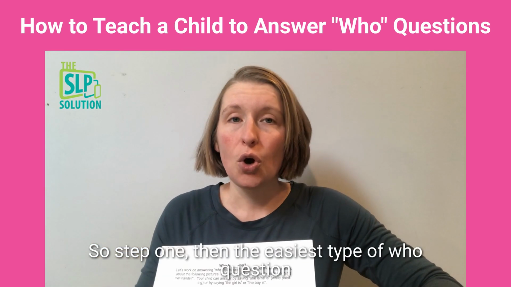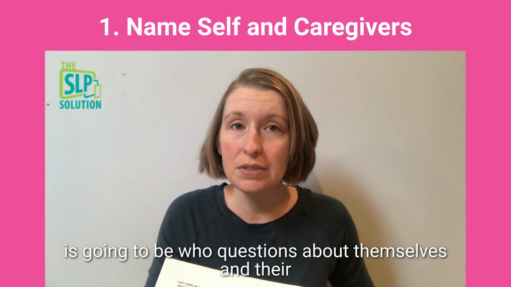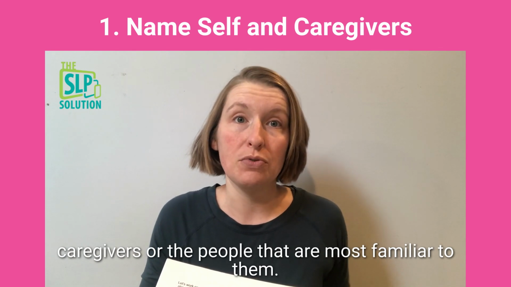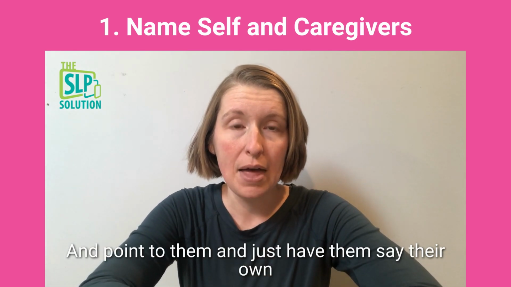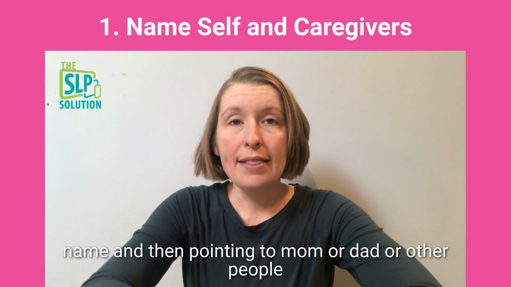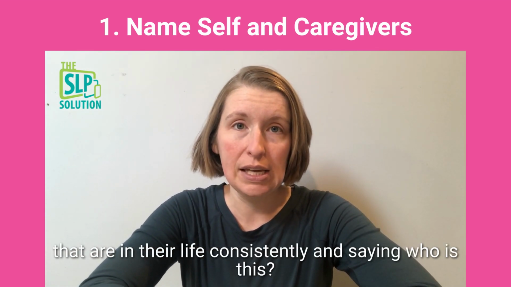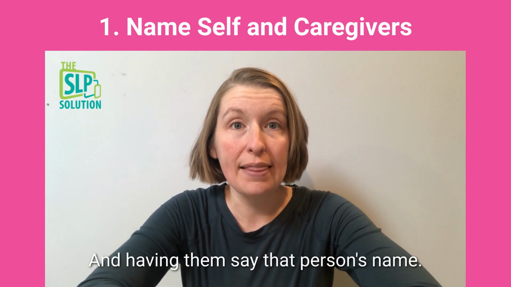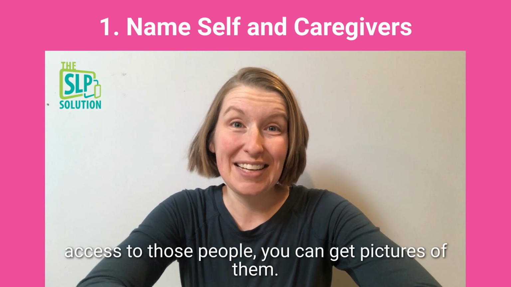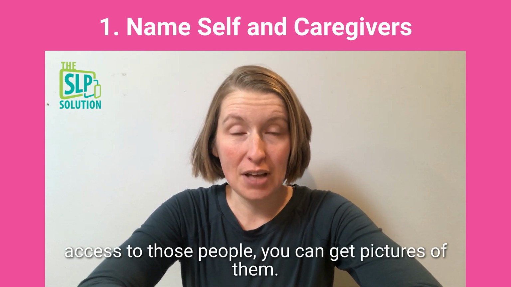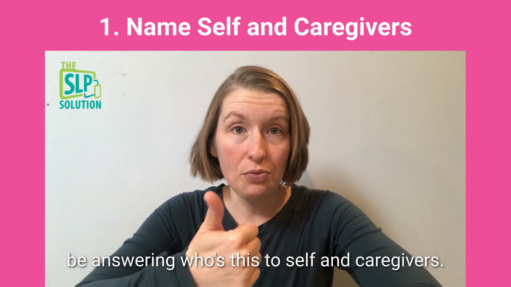work our way up. So step one then, the easiest type of who question is going to be who questions about themselves and their caregivers, or the people that are most familiar to them. So we can start by saying, who are you, or who is this, and point to them, and just have them say their own name, and then pointing to mom or dad or other people that are in their life consistently, and saying, who is this, and having them say that person's name. Now, this can be in person, or if you don't have access to those people, you can get pictures of them. But step one then is just going to be answering who's this to self and caregivers.